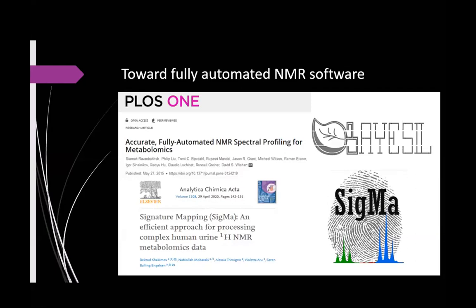And just recently in April 2020, a program was released called Sigma by a Danish group, Signature Mapping. This is a version one, a beta version. So it's just been released. And we want to test this as soon as possible as well to see how it is working. So you can see we're moving more towards fully automated programs to try and overcome that bottleneck that I've discussed on all these slides previously.